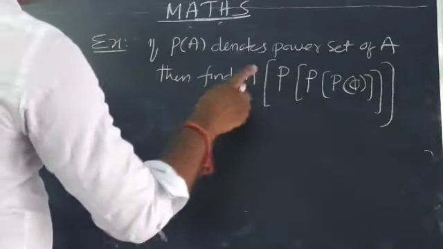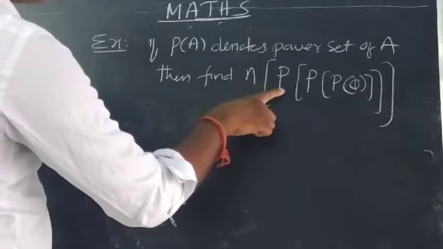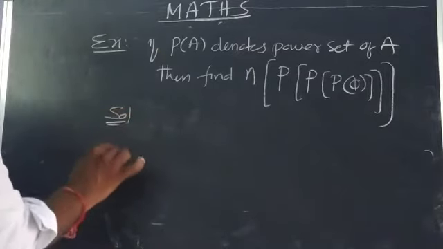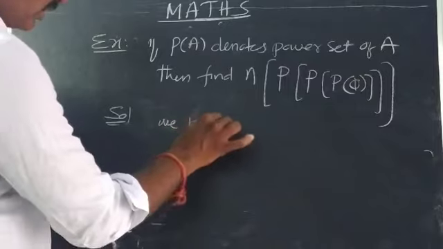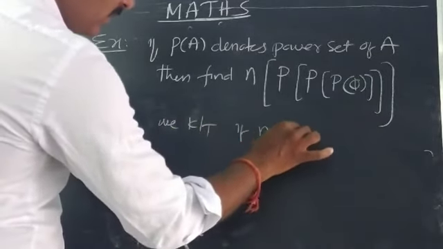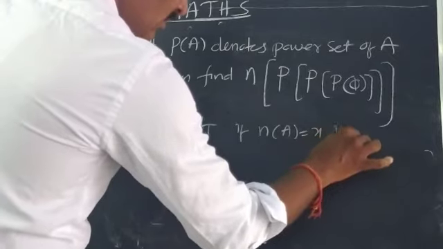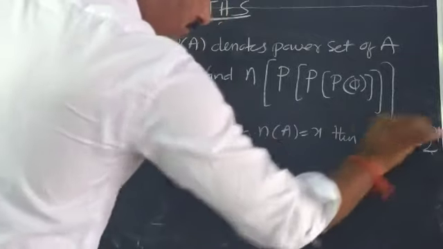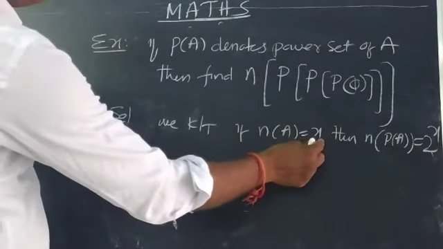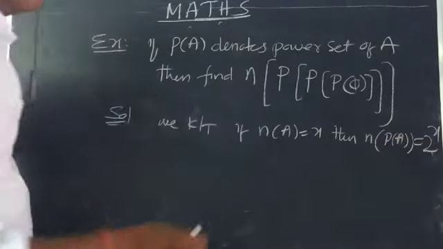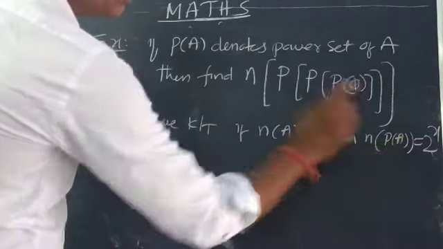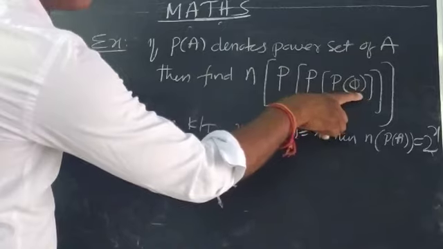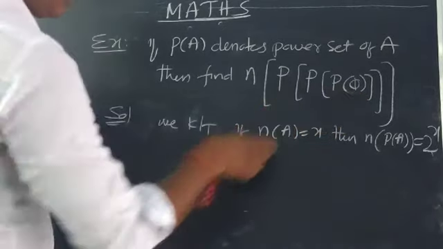Understand what we are finding? We are finding the number of elements in the power set of A. Solution. We know that if the number of elements in A is equal to X, then the number of elements in its power set is 2 power X. If you know the number of elements in a set, we can find the number of elements in its power set using this formula. So now I am going to use this formula. Here we are going to find the number of elements in the power set of phi. So first I will find this power set, right?